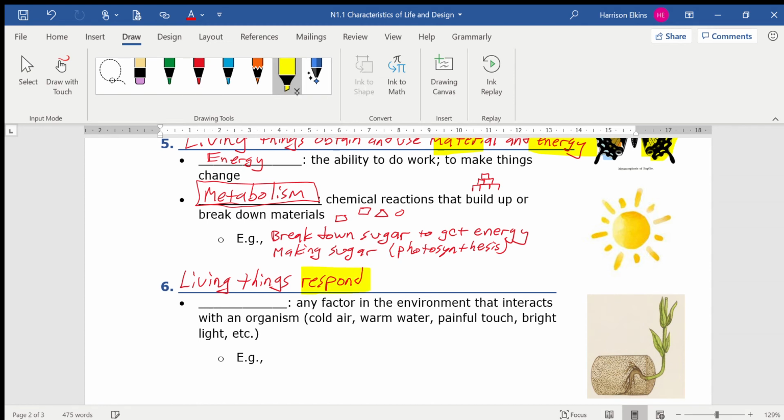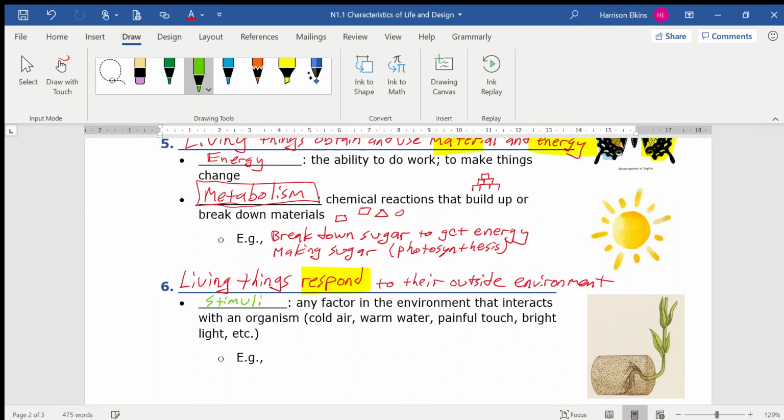This is our important word, respond, to their outside environment. Living things respond to their outside environment. Oops, forgot to change the color. Let's go green. So when we talk about things from their outside environment, typically people say living things respond to stimuli. So what is a stimulus?